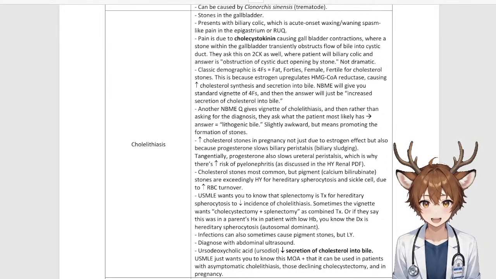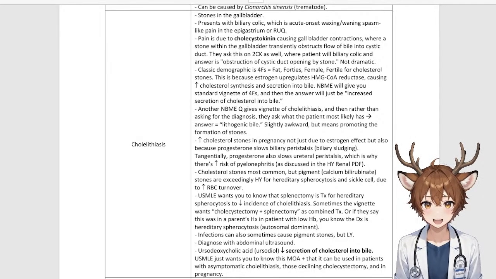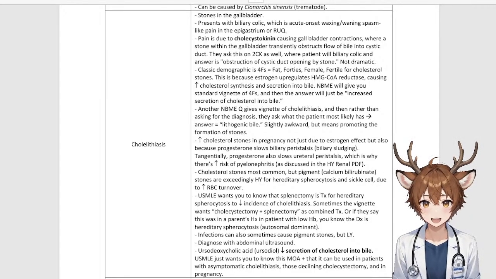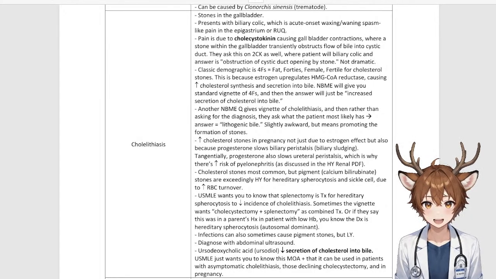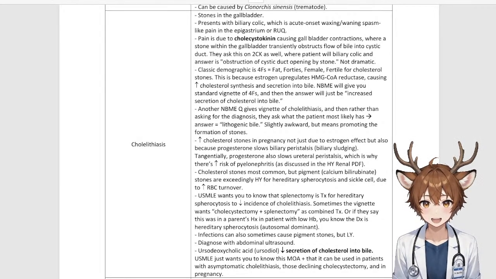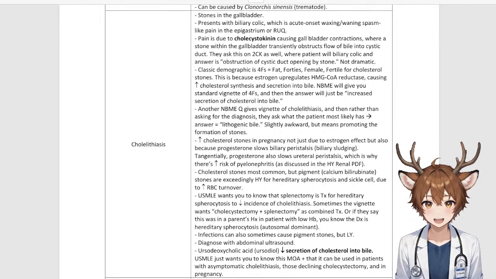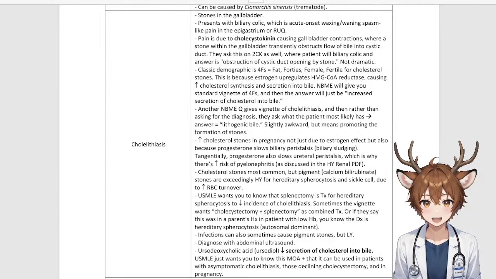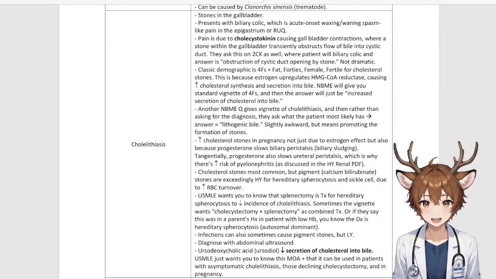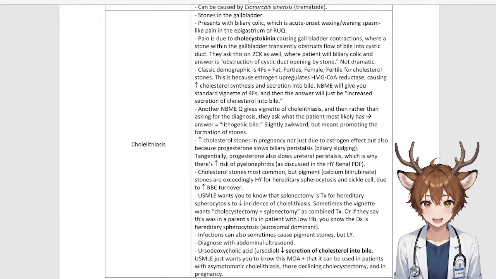We think of it as a stone in the gallbladder. Stones in the gallbladder present with biliary colic, which is acute onset waxing and waning spasm-like pain in the epigastrium or right upper quadrant. Pain is due to cholecystokinin causing gallbladder contractions, where a stone within the gallbladder transiently obstructs flow of bile into the cystic duct. They ask this on the 2CK as well, but the patient will have biliary colic and the answer is obstruction of the cystic duct opening by stone.